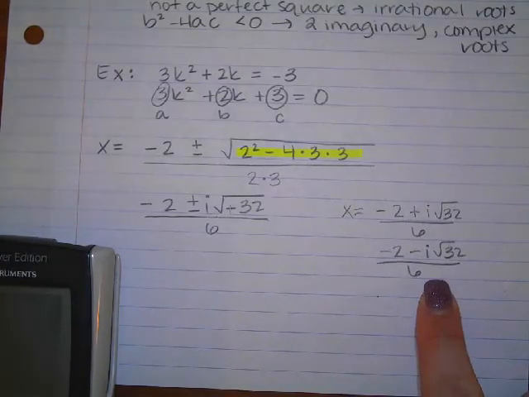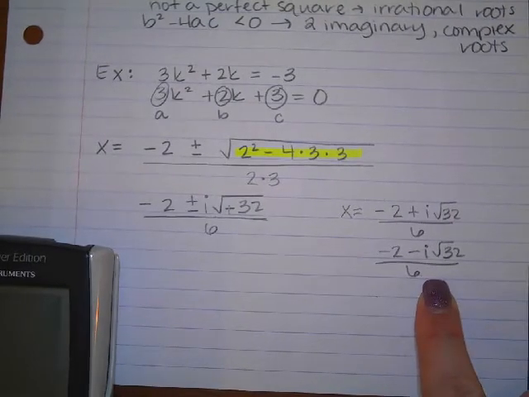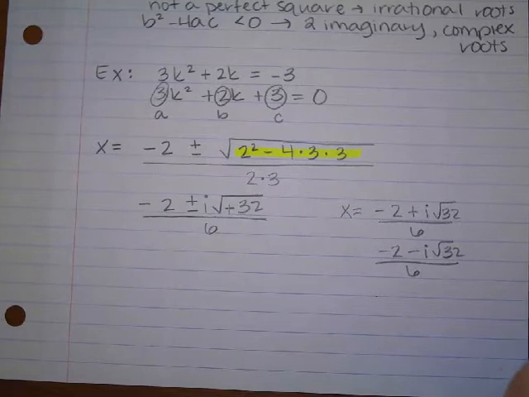Ms. Rice, what happens if I leave the negative with the 32 and I do not put an i? Well, then you've killed a unicorn. Ugh, rough. Okay. Ready for the next problem?